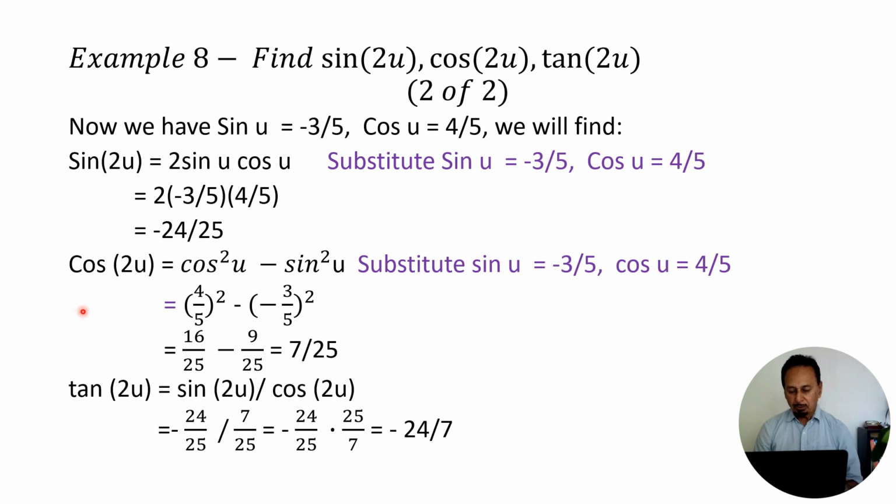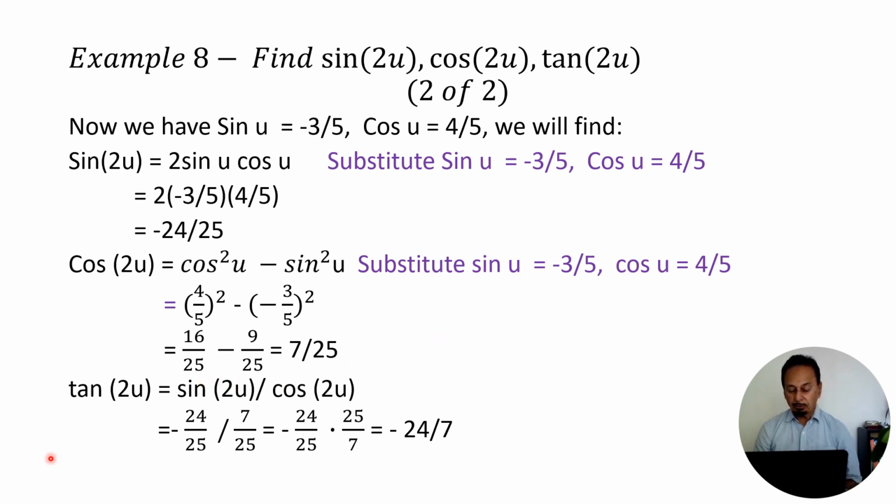Now to find cosine 2u, we write cosine 2u as cosine square u minus sine square u. Now substitute sine u equal to minus 3/5 and cosine u equal to 4/5. So we have (4/5) square minus (minus 3/5) square. So it becomes 16 over 25 minus 9 over 25. Now we subtract 9 from 16, which gives 7. So it's 7/25.